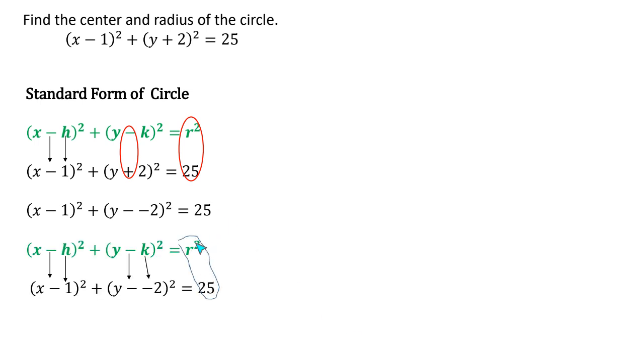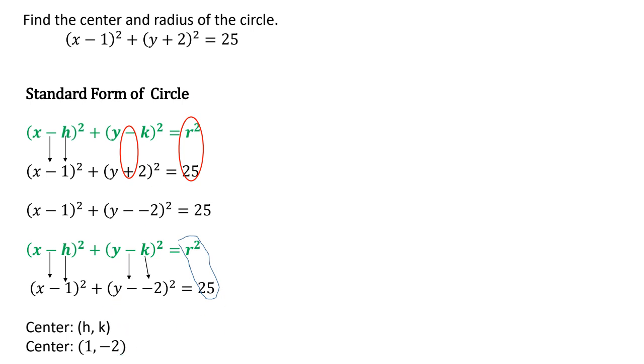And then our r squared is equal to 25. So from here, we can say that our center is going to be 1 and negative 2. And some people like to look at a shortcut here. If you have a minus 1, then you use the opposite, which is 1. If you have a positive 2, then we use the opposite, negative 2.